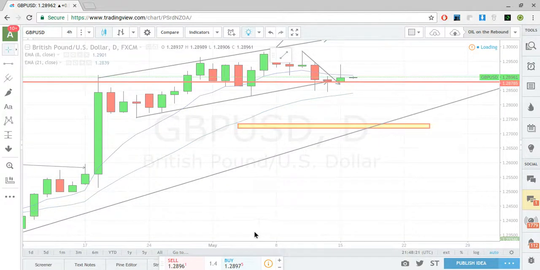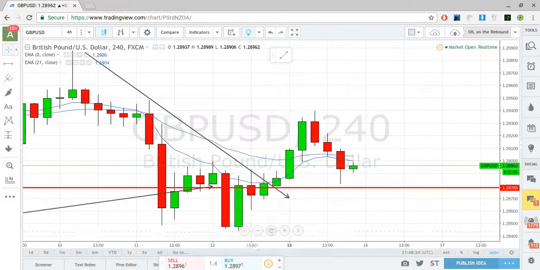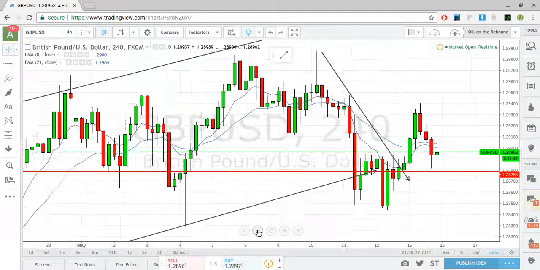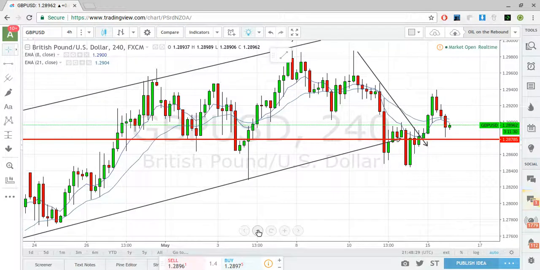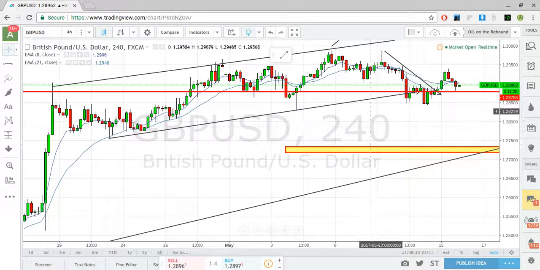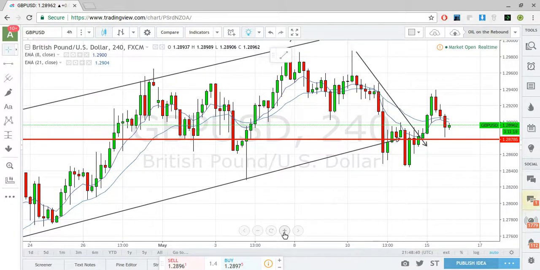So we held this area right here because we broke it, and it was actually like a false break. If there were any longs here, as far as retail traders go, they would have got stopped out here, and the market pushed, which is very well possible. I could definitely see that.